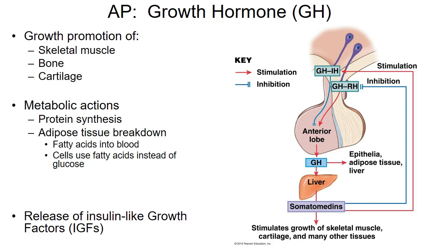Now, one of the other targets of growth hormone, in addition to a lot of the skeletal muscle and so forth, is the liver, which releases some hormones called insulin-like growth factors, IGFs. Another name for them is somatomedins. I prefer to use the words IGF. All right? So IGFs are involved with growth of the skeletal muscle, cartilage, and many other tissues. So they promote growth along with the growth hormone directly.